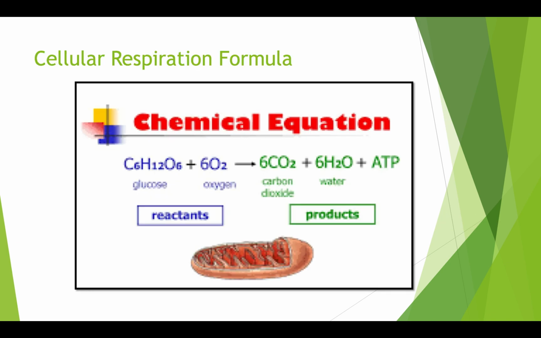Now moving into cellular respiration, we have our formula. C6H12O6 plus 6O2 combined with heat gives us the products of 6CO2, 6H2O, and ATP. Your reactants, glucose and oxygen, are going to give you the products of carbon dioxide, water, and energy. Here we're labeling our energy as ATP.